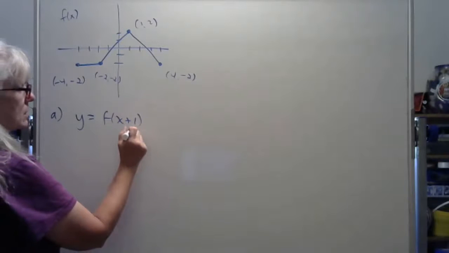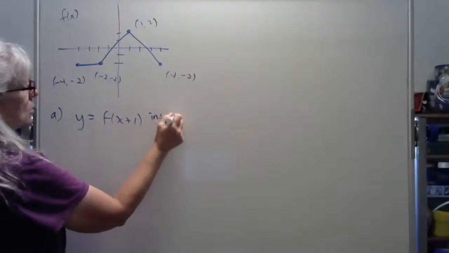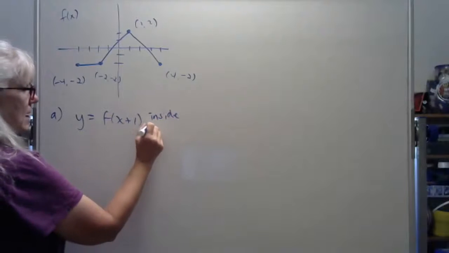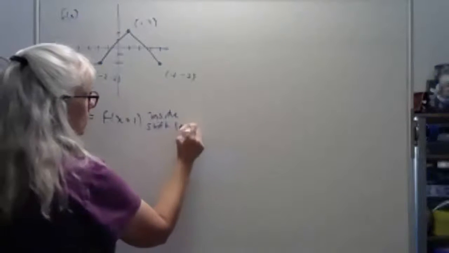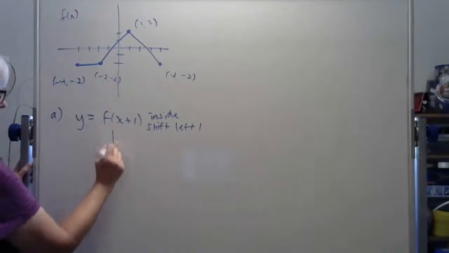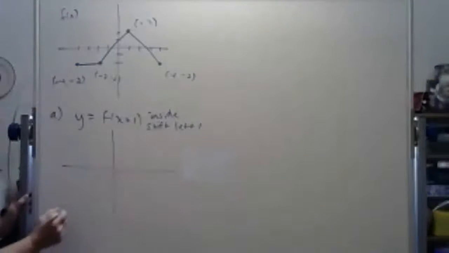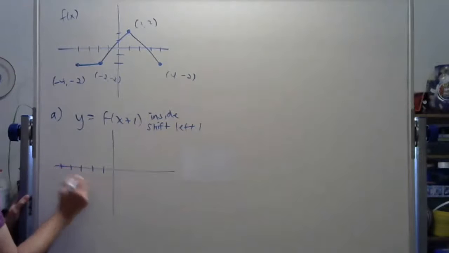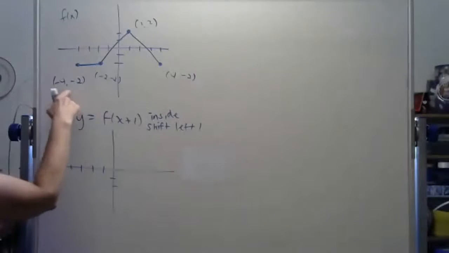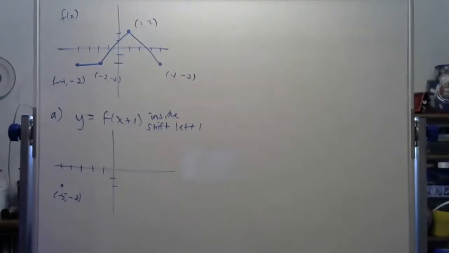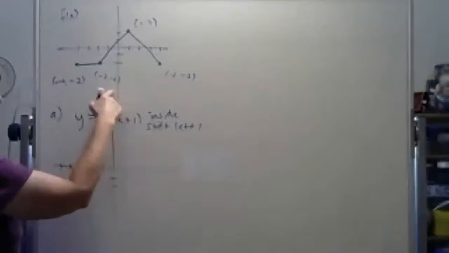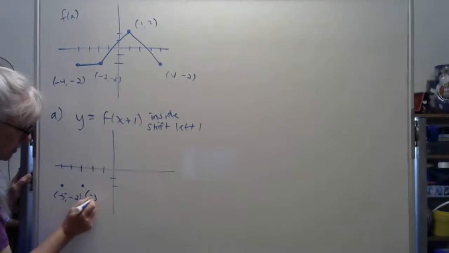Okay. So because it's on the inside, what are we going to do to the graph? That's going to shift how? Left 1. Beautiful. Okay, so I have to take that picture and basically shift the whole thing left 1. So the point that's at -4, -2 is now going to be over here at -5, -2. And the only reason I'm labeling it is just so that we can make sure we're all in the same spot and all in the same location. Okay, the point that was at -2, -2 is now going to be over here at -3, -2.